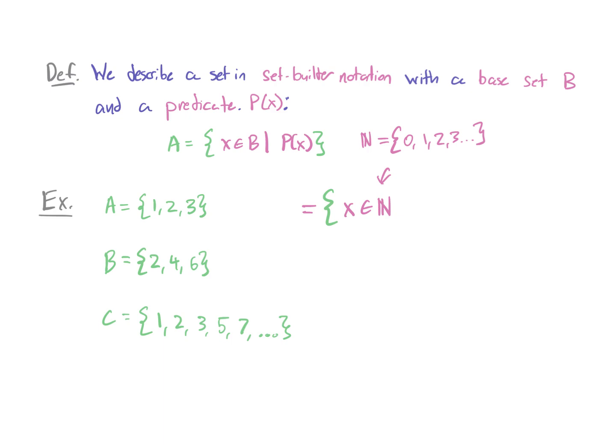So N is our base set here. We're going to select from among all the natural numbers. And what we need to do is write down a predicate that describes the criteria for inclusion. So here I see that I have numbers 1, 2, and 3 in my set A. One criterion for inclusion I can use, and there might be several reasonable ones, but the one I'll use is that x is greater than or equal to 1, and x is less than or equal to 3.